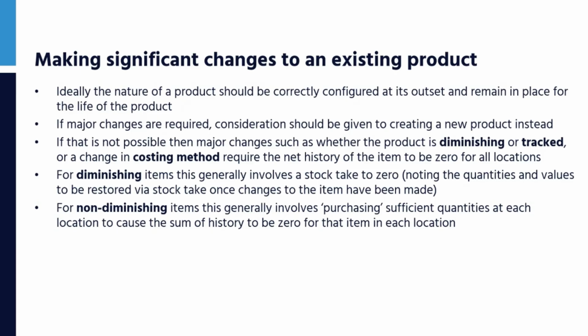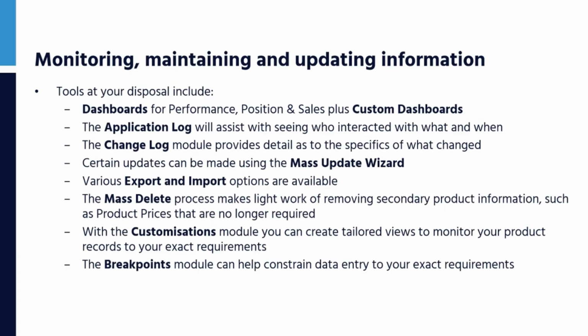So it's a little bit confusing because sometimes these things will be grayed out and you go, I want to change this, but you can't because it's grayed out. Then you can, in most cases, make those changes only when you're at zero quantity and value in every location.